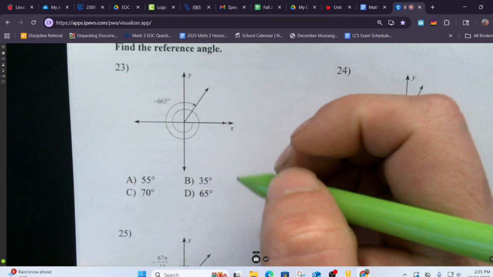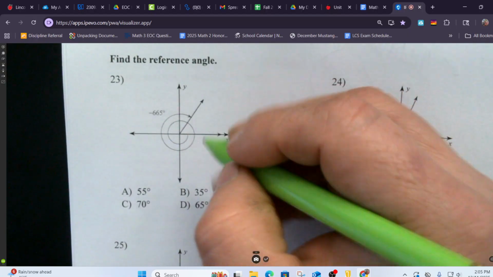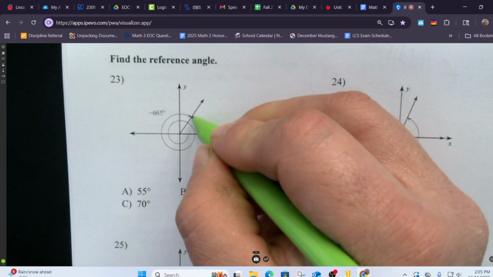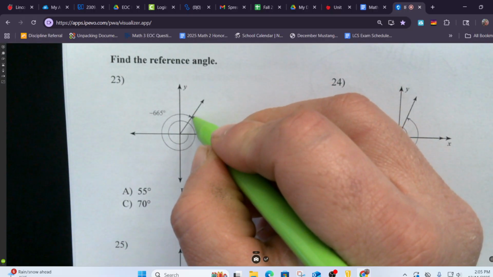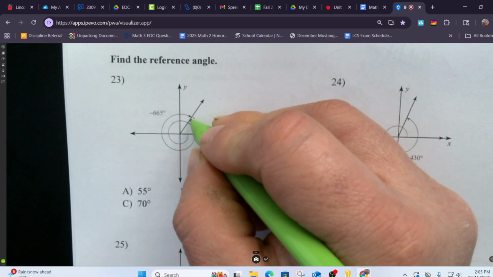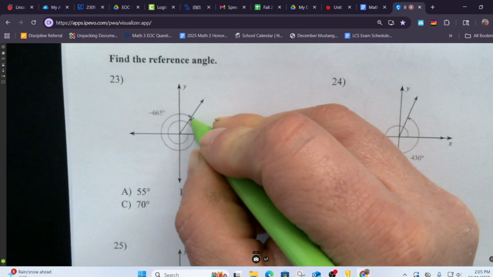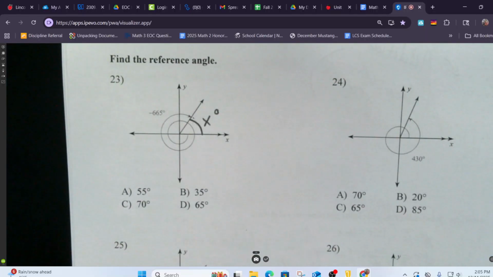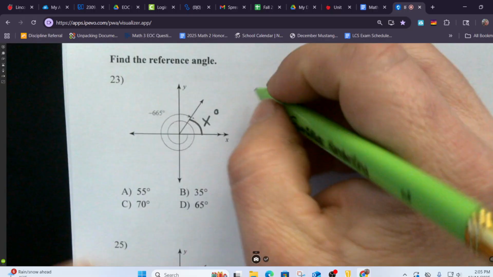All right. Now, if I'm finding the reference angle, if I rotated 665 degrees clockwise, then my reference angle is just to the closest x-axis. So there it is. Does everybody understand why x is my reference angle? Because it's from the terminal side to the closest x-axis.